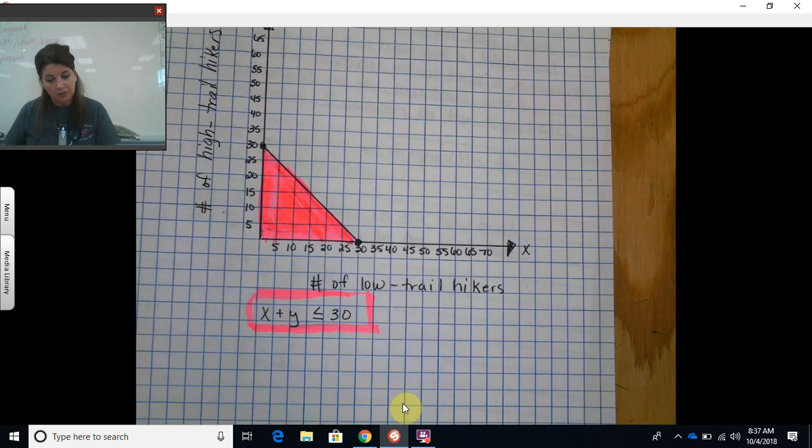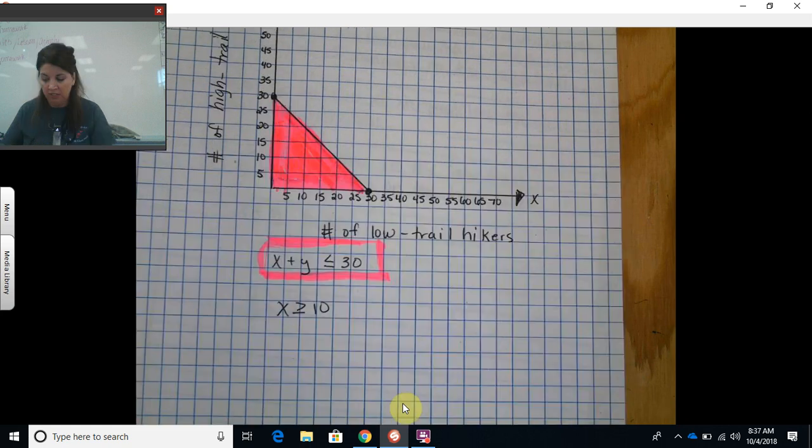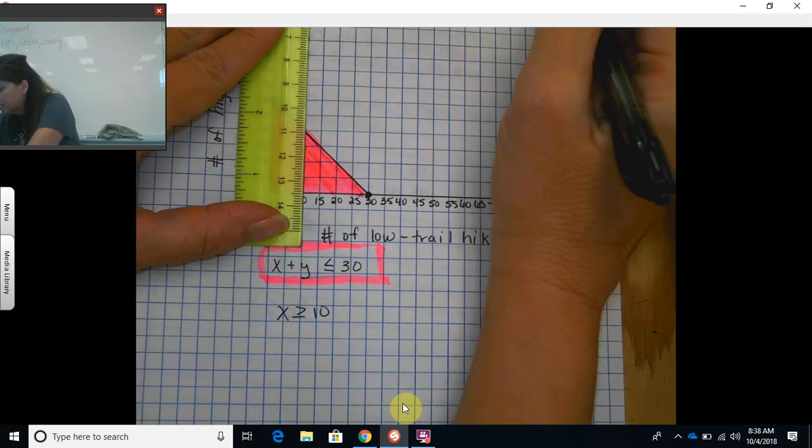And we had a minimum of 10 hikers on the low trail. So we used x is greater than or equal to 10 to represent that information. If that was x equals 10, what kind of line would that be? Vertical line, and it would go through 10 on the x-axis, and it is solid.